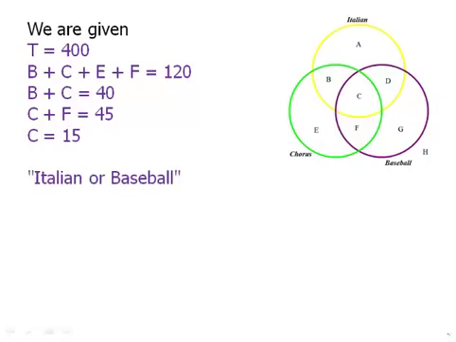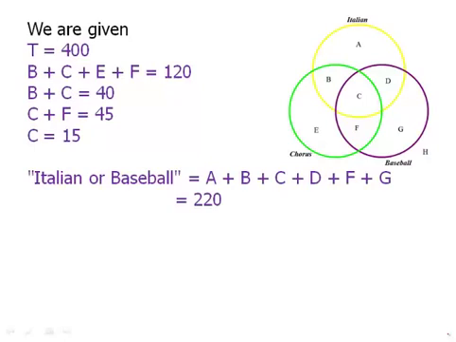And now we get this, 220 are either in Italian or baseball. Well, Italian or baseball would be all the regions in either the yellow or the purple circle. So it would be A, B, C, D, F, and G. Those 6 groups together constitute Italian or baseball. And those add up to 220.